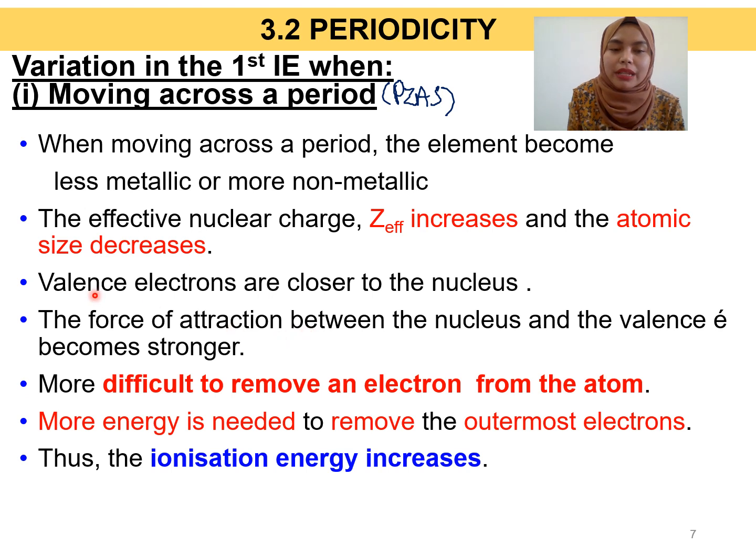Okay, so bila valence electrons are closer to the nucleus, sebabkan attraction mereka kuat, jadinya susah nak remove the electron daripada atom. Susah nak remove electron. Okay, so bila susah nak remove electron, makanya you will need more energy untuk remove the valence electron. Okay, outermost electron ni adalah valence electron. So bila you memerlukan more energy to remove the valence electron, therefore the ionization energy will be increase.